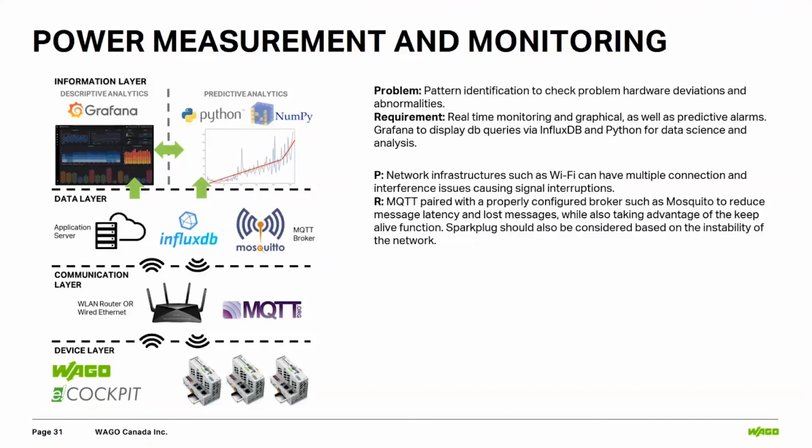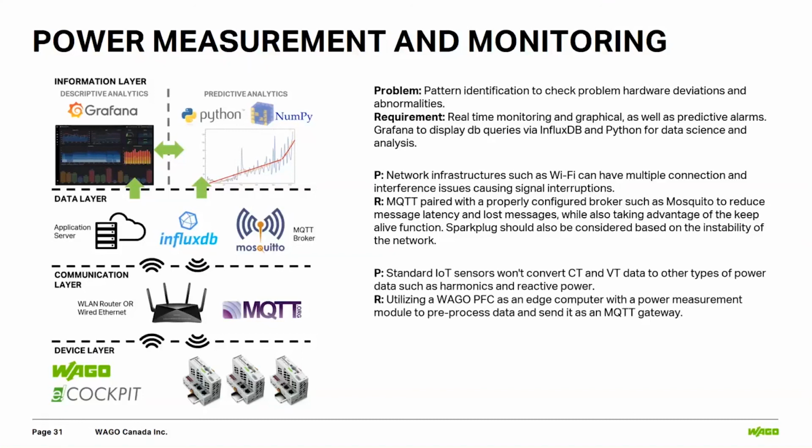Now, in a case where you don't want to lose any data, you can simply turn off that connection and use the keep alive function. So, if you did lose the connection, it's not just going to time out. The keep alive will keep it alive until that connection reestablishes, and then it's able to send the information. So that's another key part of it. Again, you can also use something called Sparkplug, which is a protocol buffer version of MQTT, and it could be considered based on the instability of the network.